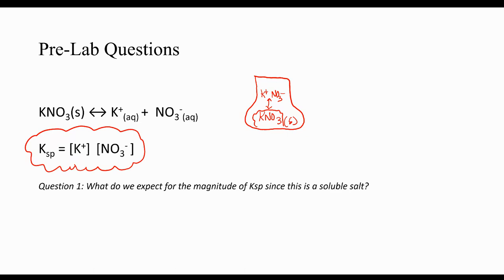So the first thing that I'd like you to think about is, what would we expect for the magnitude of KSP since the salt is soluble? And how do you know it's a soluble salt? Because hopefully you remember from Chem 200 that all nitrates are soluble, right? So the question here for you to think about then, if a salt is soluble, would you expect K equilibrium, KSP, to be less than 1? Would you expect it to be greater than 1? Or would you expect it to be around 1? In other words, do you think the equilibrium favors the ions or the solid?